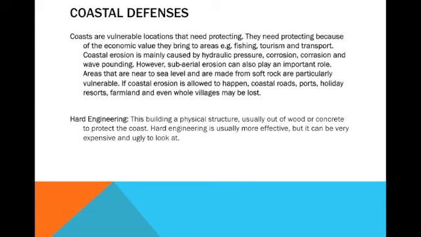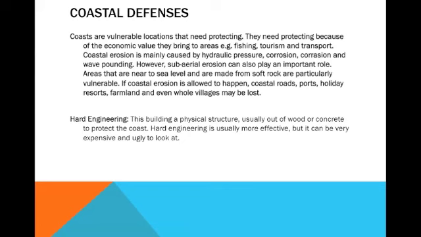Coastal defenses. Coasts are vulnerable locations that do need protecting. They need protecting because of the economic value they bring to areas like fishing, tourism, and transport. Coastal erosion is mainly caused by hydraulic pressure, corrosion, and wave pounding. However, subaerial erosion can also play an important role. You don't need to know about that.